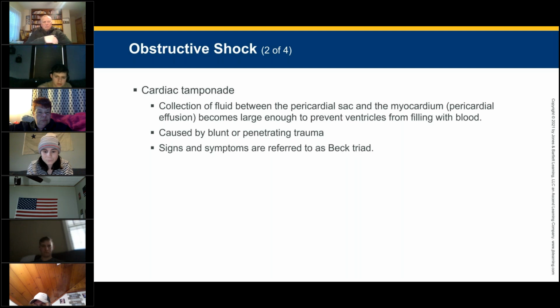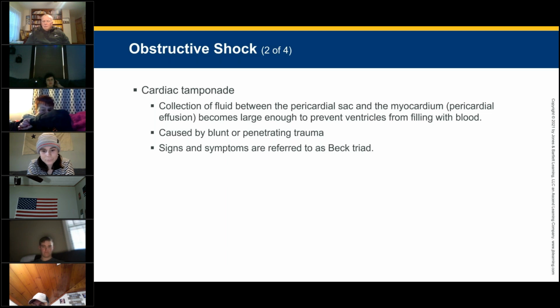Cardiac tamponade or pericardial tamponade is a collection of fluid between the pericardial sac and the myocardium. If the effusion becomes large enough, it can prevent the ventricles from filling with blood, which is a condition called cardiac tamponade. It can be caused by blunt or penetrating trauma that causes hemorrhage around the heart.